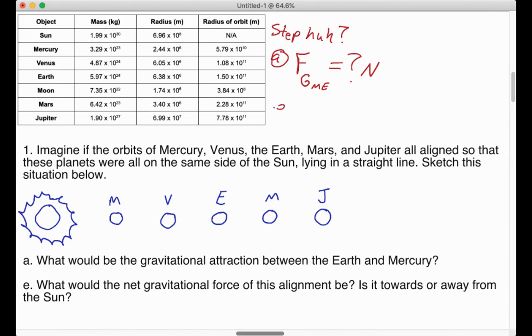And then eventually we'd get to part E. So what would be the net gravitational force of this alignment? And is it towards or away from the sun? Okay, so the net gravitational force, well, that's really the sum of the forces. So sigma F is equal to question mark newtons, and we also want to know direction.